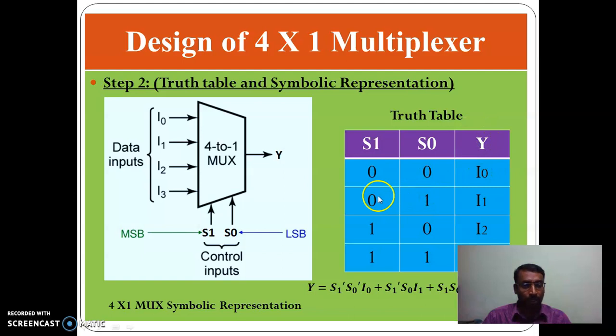If I select 0 1, that indicates the information present in I1 will feed to the output. If I select control inputs 1 0, that indicates the data present in I2 is forwarded through the multiplexer and fed to the output. If I select 1 1, the information present on the data 3 line is forwarded through the multiplexer to the output path.